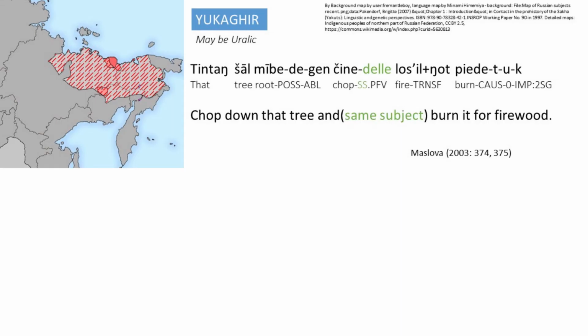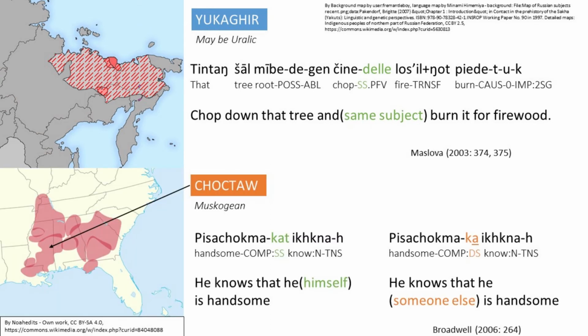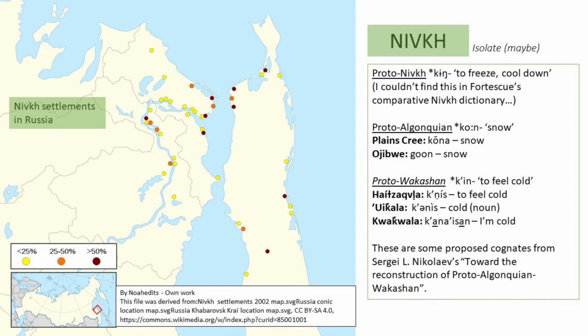Yukagir, for example, has switch reference, marking on the end of a verb whether the next clause has the same subject. Systems like this are common in Muskogean languages of the southeast, like Choctaw, as well as in many other languages towards the west of the Mississippi. Nifch has been compared to the Wakashan languages and even the Algonquian languages in a hypothetical Algonquian-Wakashan language family that sometimes also includes Salishan, Chimakuan, Kutenai, and to some people maybe Chukchi as well.